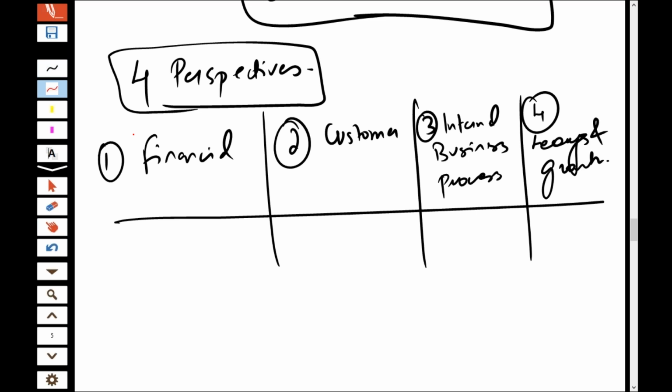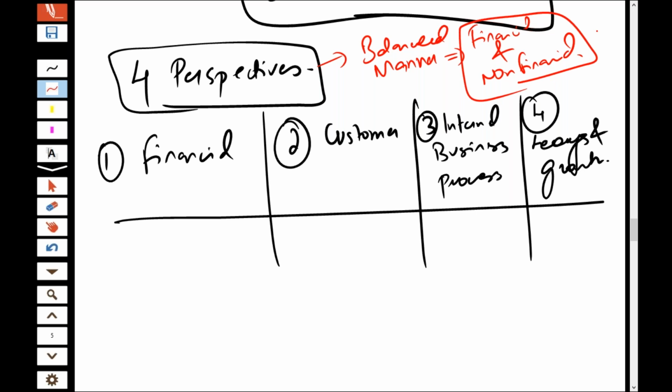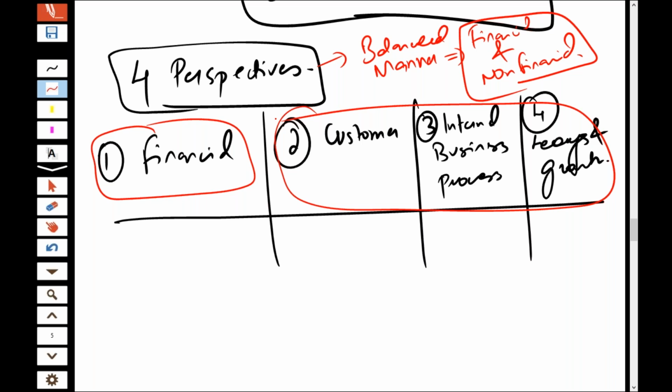So the balanced scorecard is one of those models that introduced the idea of measuring performance in a balanced manner. Now, what exactly do you mean by measuring performance in a balanced manner? It means it's going to be a mixture of financial and non-financial measures. You could see that this is the financial measure and all of these are the non-financial measures.